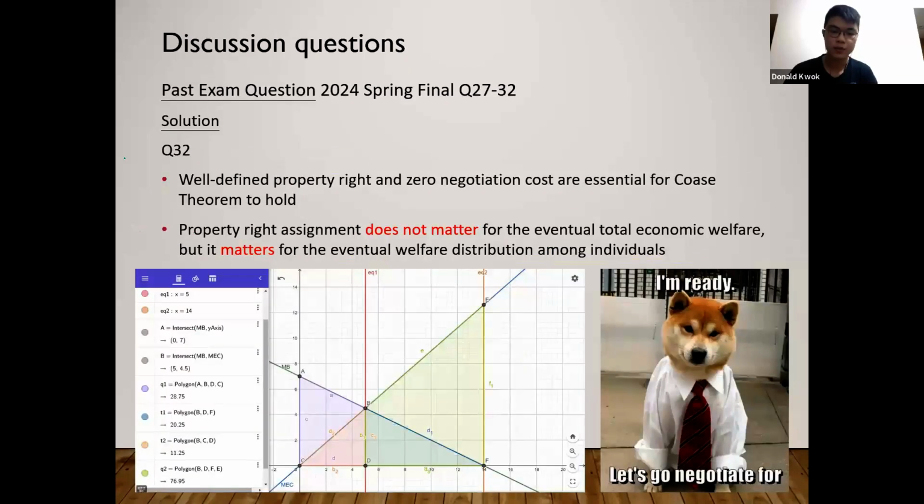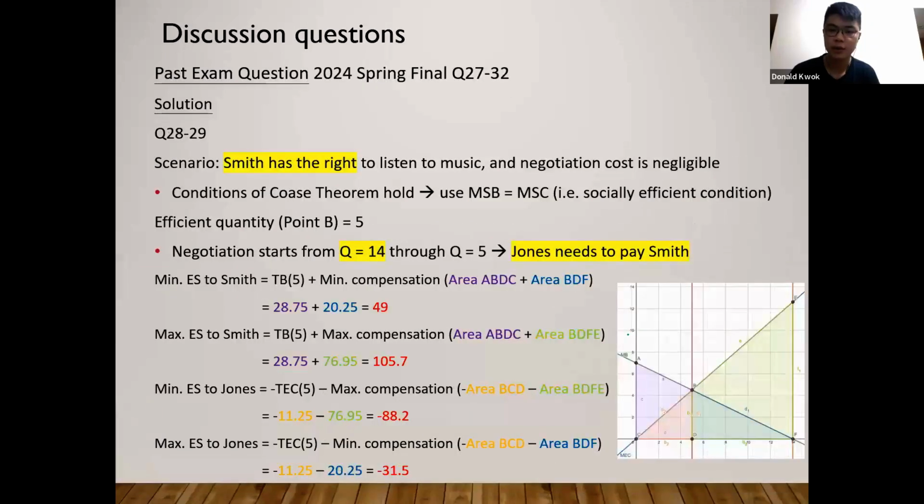Okay. If you're referring to the numbers, you can take a look at the slide of question 32, and you will be able to find out that the quantity as suggested by point B would be the efficient quantity. Okay, I cannot put the numbers here because there's quite limited space. So if Smith has a right to listen to the loud music, then Jones needs to pay Smith to reduce the loud music listened, meaning that the negotiation will start from Q equals 14 to Q equals 5. Right, so what is the economic surplus accrued to Smith?